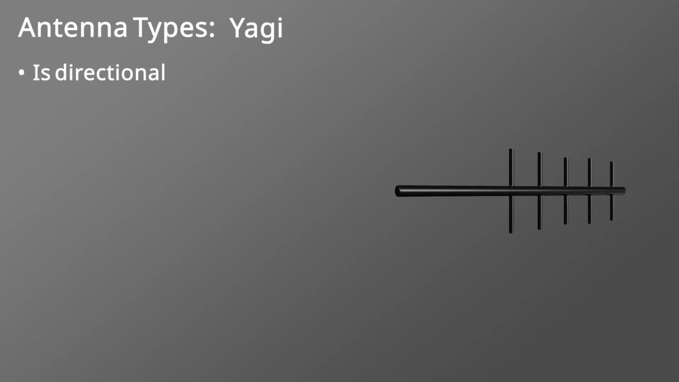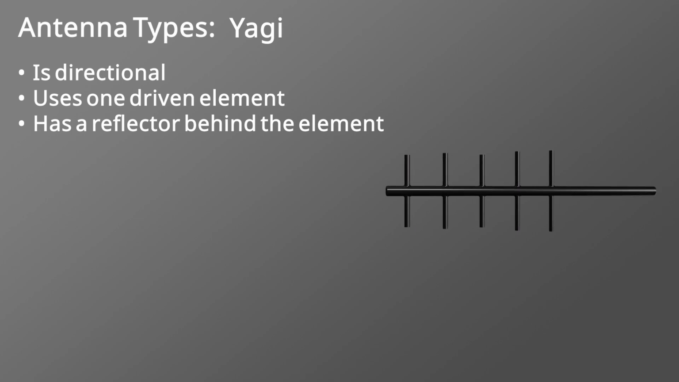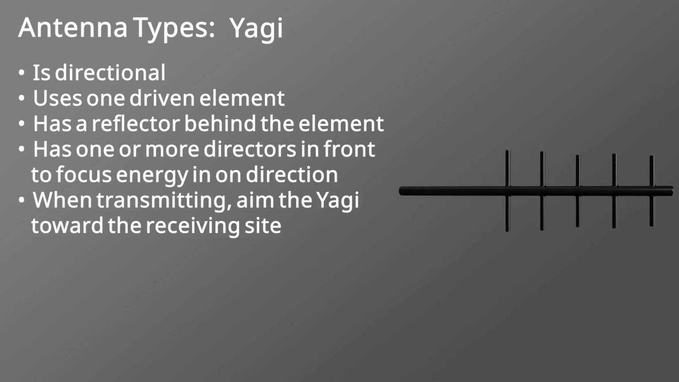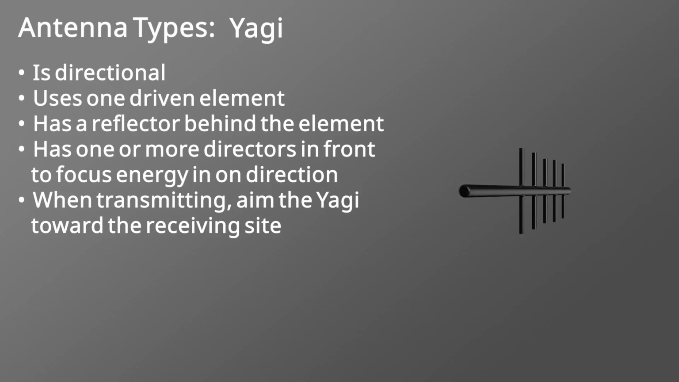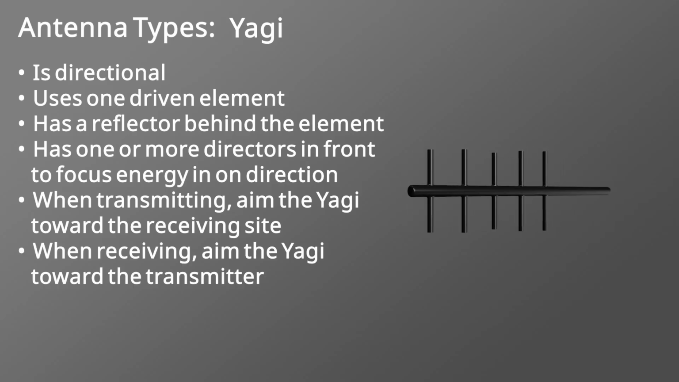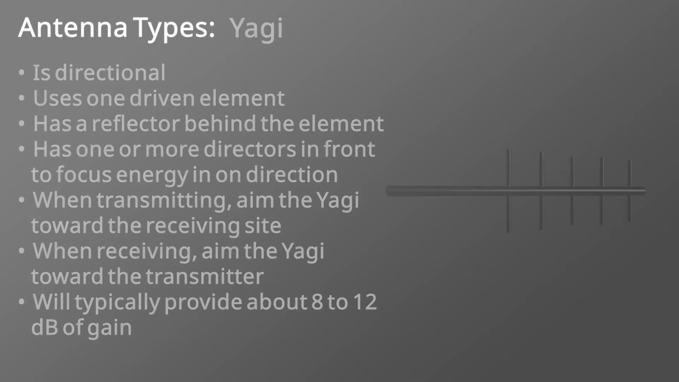Yagi antennas are also directional. They use one driven element, a reflector behind it, and one or more directors in front to focus energy in one direction. When transmitting, aim the Yagi toward the receiving site. When receiving, aim it toward the transmitter. A Yagi will typically provide about 8 to 12 decibels of gain.